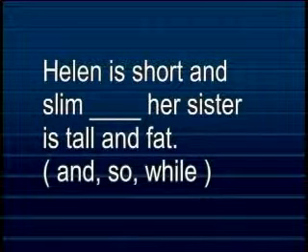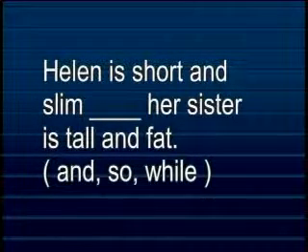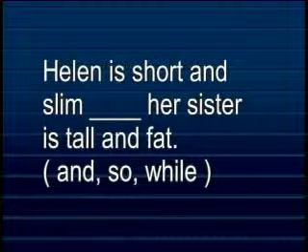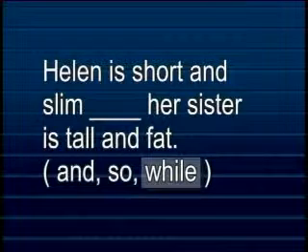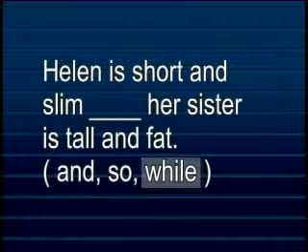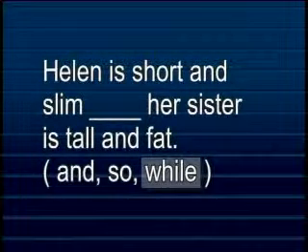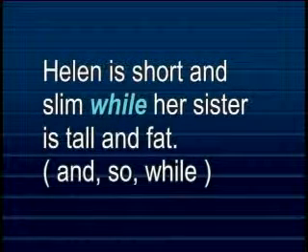Helen is short and slim. Her sister is tall and fat. The conjunction is "while". Helen is short and slim while her sister is tall and fat.